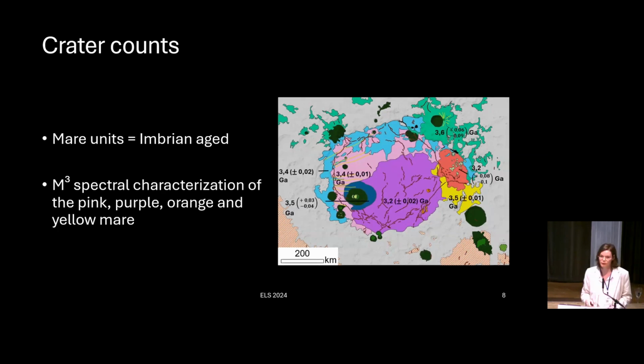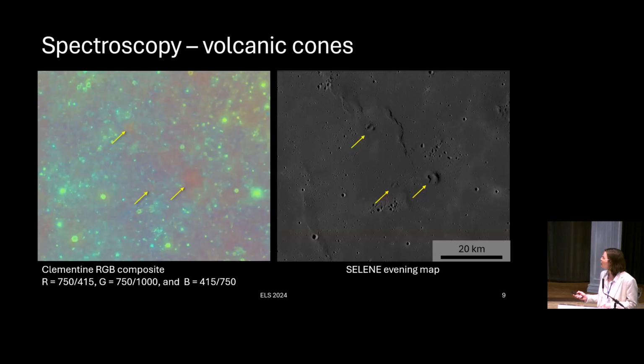We also did some crater counts, and the mare units are consistent with Imbrian ages. Then we characterized the signature of those mare units using the M-cubed data. I'm going to show you spectra from the pink, purple, yellow, and orange mare units. It's going to be really hard to see here. But in this Selene evening map, we can see Mons Trail, which is a volcanic cone, and we see two other little cones here.